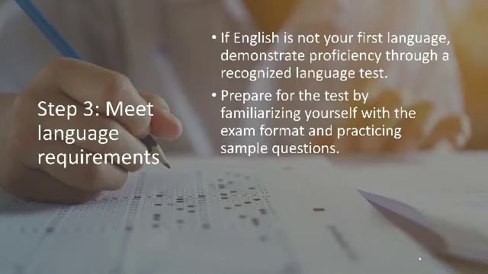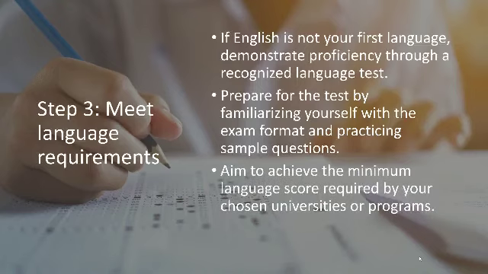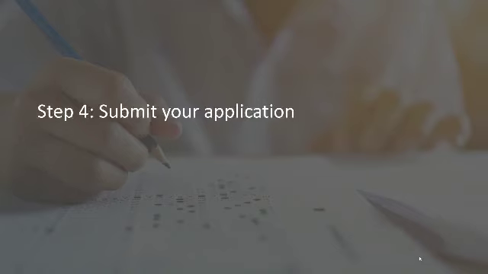Get enough materials for that exam. Once you have registered, you will be able to lay your hands on some of those materials to prepare yourself for it. And then you need to aim to achieve the minimum language score, like I said before. If it is 6.5, then you need to get that 6.5. There are different requirements for each university, so just keep that at the back of your mind.